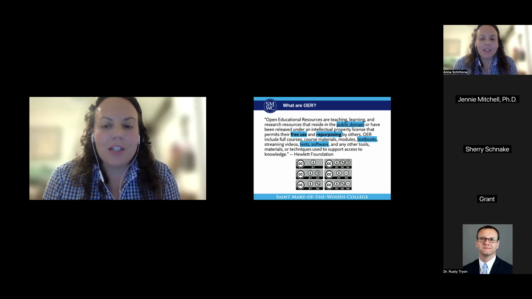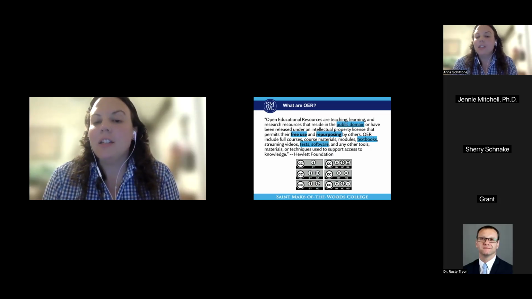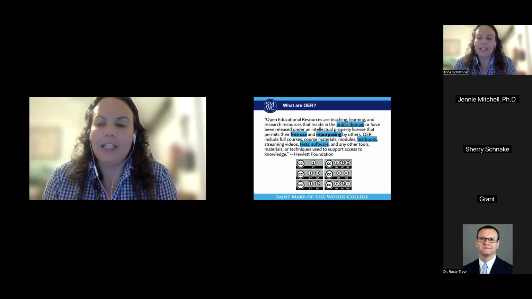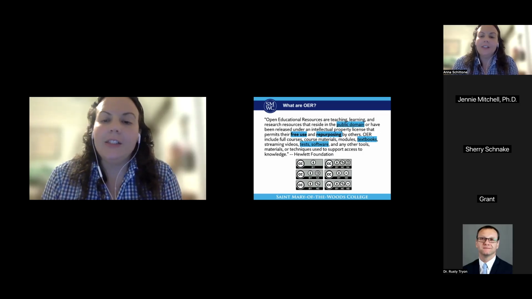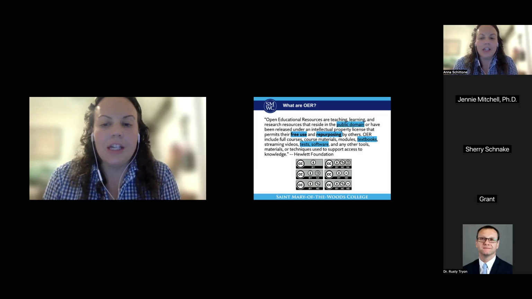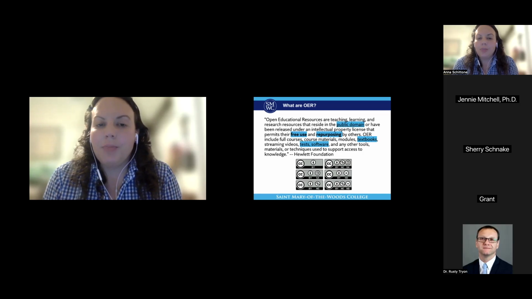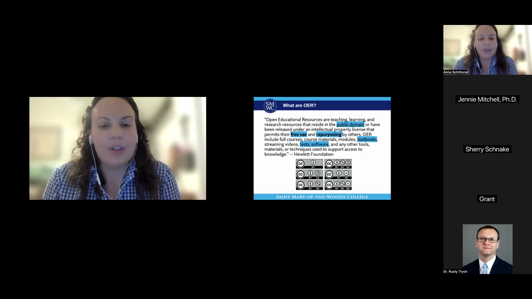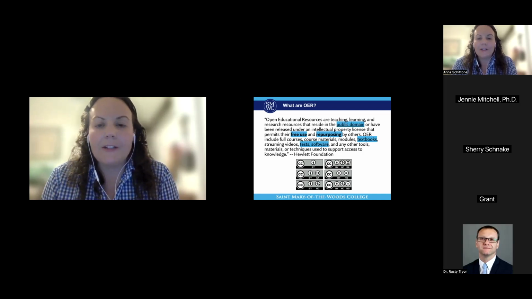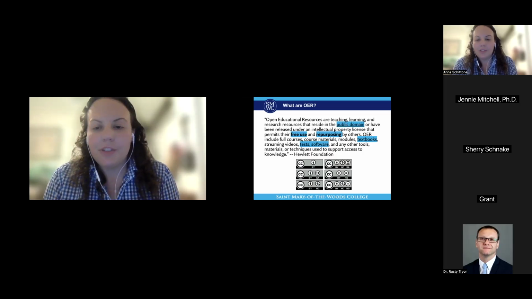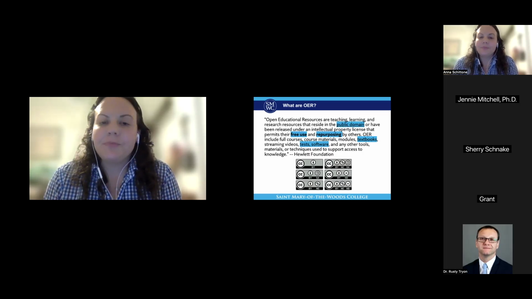So that would be an example if you were to find an open educational resource and it had that ND and = Creative Commons license attached to it. You could adopt that entire resource, but you could not adapt it. You can't make a derivative as it stands with that license.